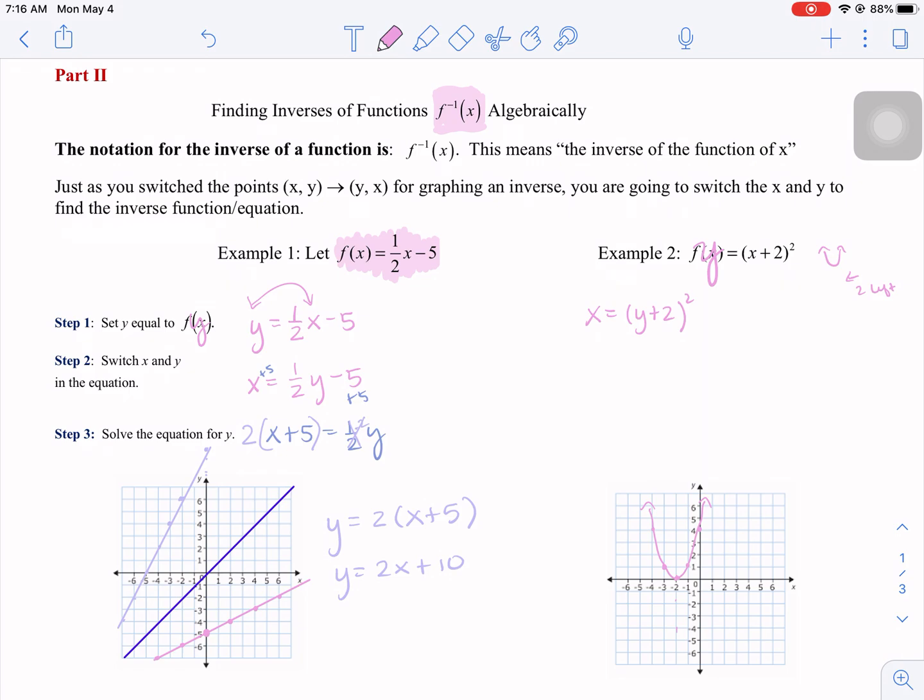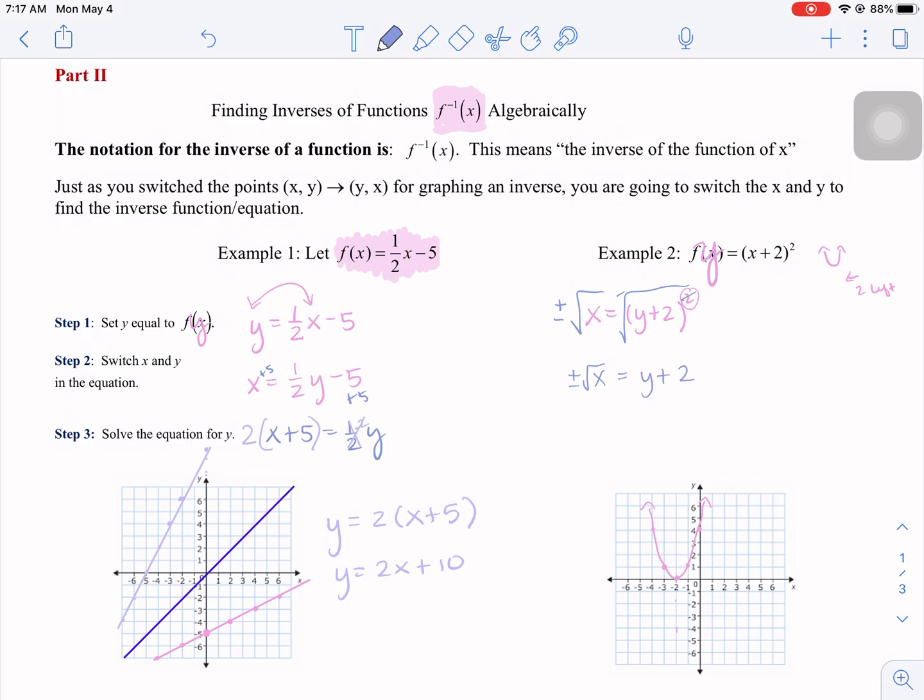We need to get that y all by itself, and so we're going to need to undo this squared button, and the way to undo a squared is to take a square root. Now remember, when you take a square root, you need to put the plus and minus. We need to account for both possible solutions. So now this cancels that out, and we're going to get plus or minus the square root of x is going to equal y plus 2.